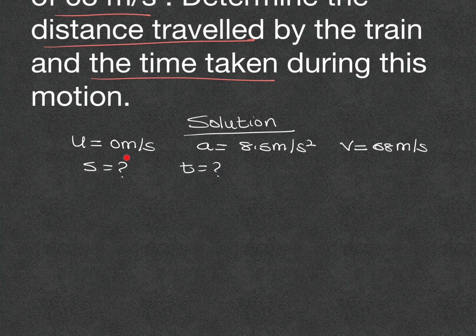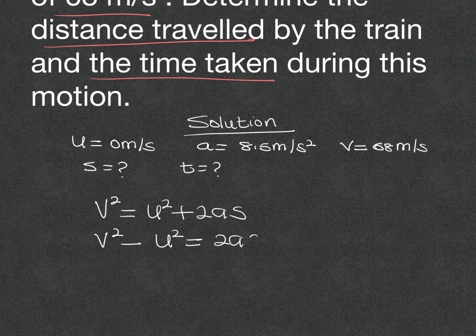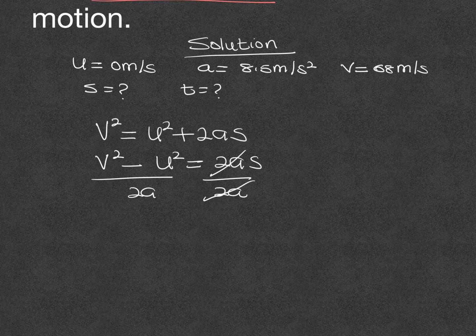So if we have initial velocity, acceleration, and final velocity, what formula do we need to use to find the distance s? We can use v squared is equal to u squared plus 2as. If that is the case, v squared minus u squared is equal to 2as. To make s the subject of the formula, we divide both sides by 2a. This will cancel this. Therefore, s is equal to v squared minus u squared all over 2a.